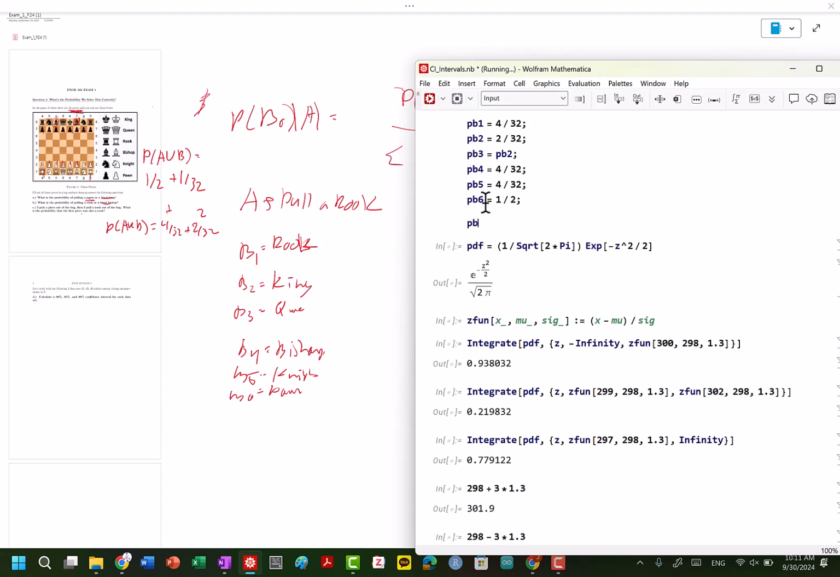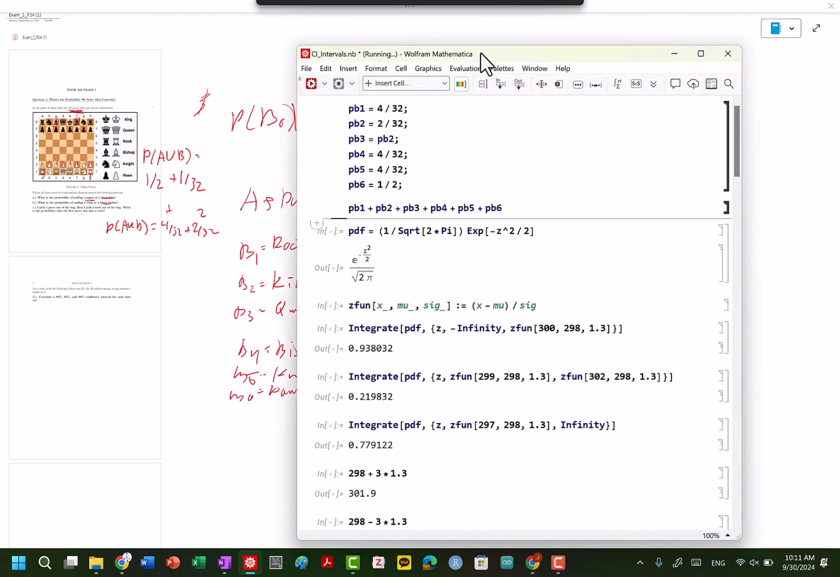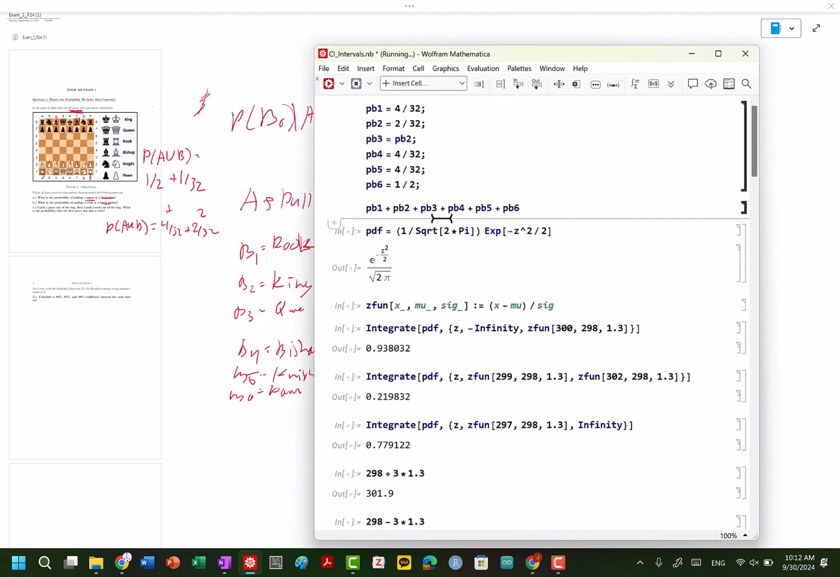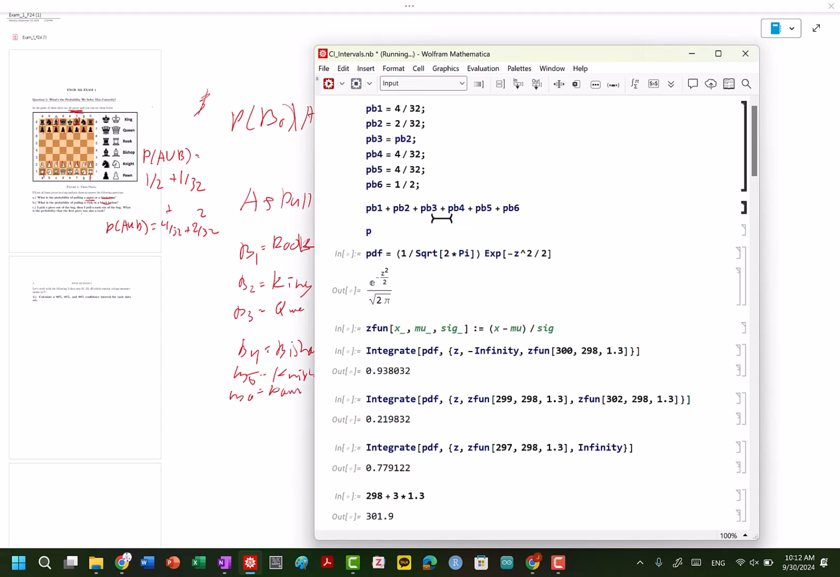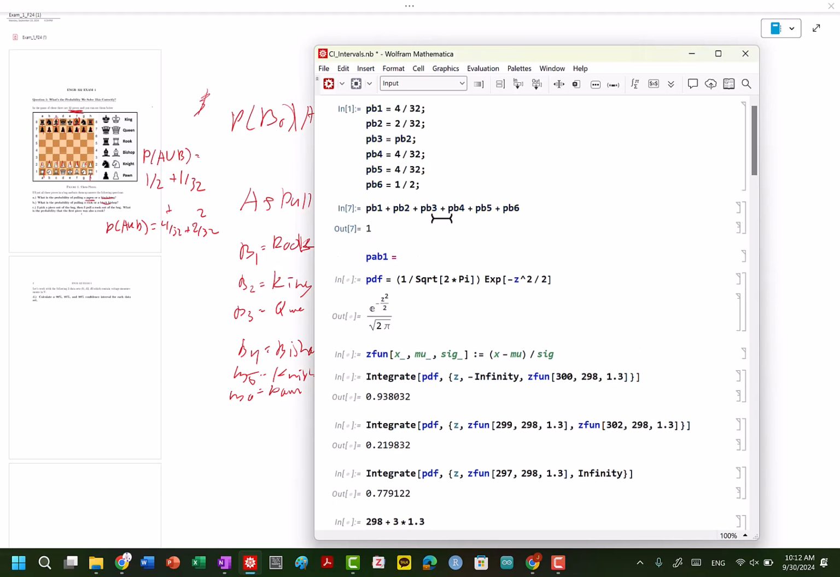We should just double check PB1 plus PB2 plus PB3 plus PB4 plus PB5 plus PB6. Make sure that equals 1. So now we need to do P, the probability of A given B1. So what is that saying? Basically, what is the probability that I pull a rook out of the bag given that the first one was a rook?